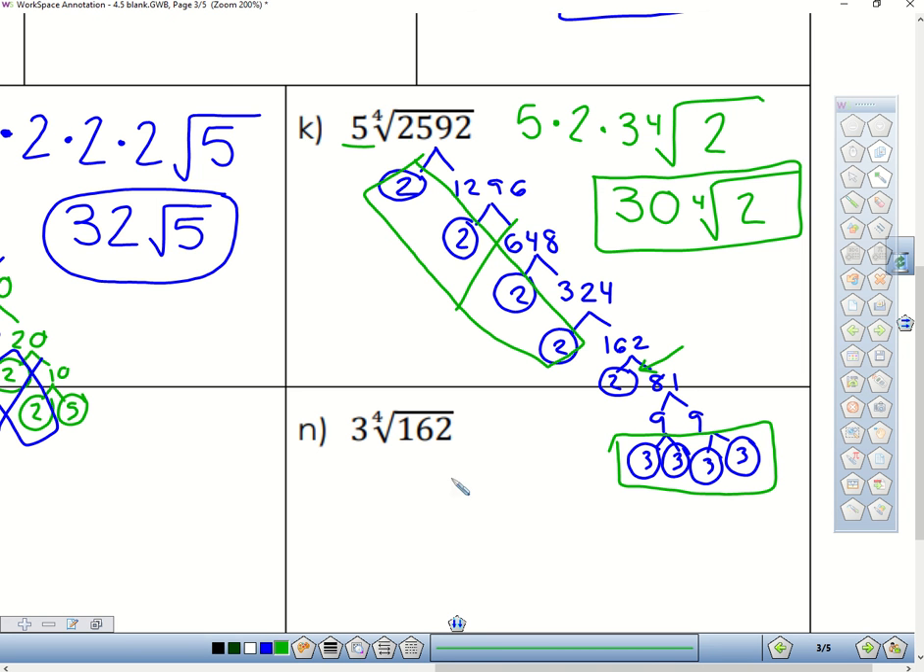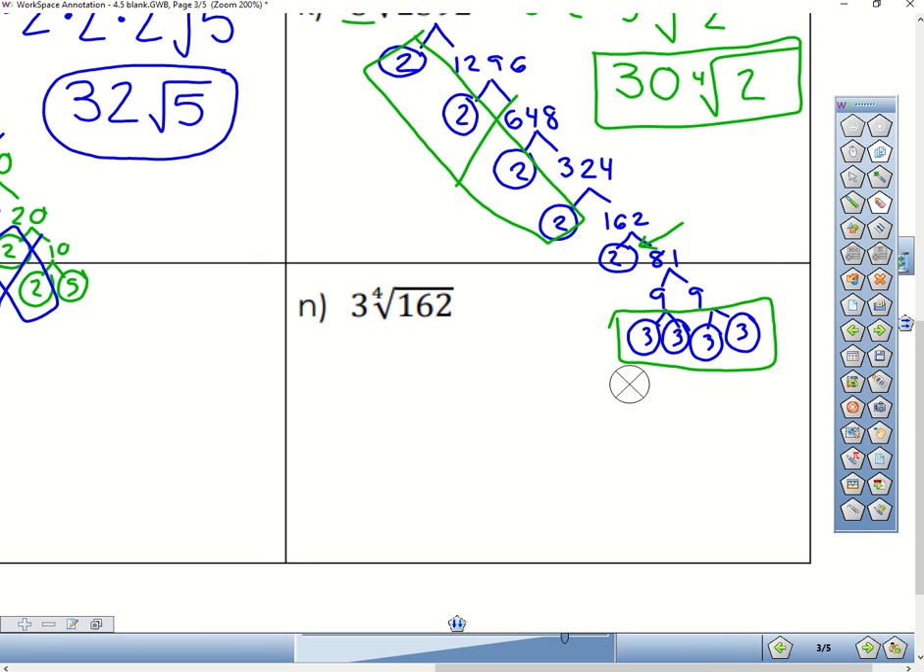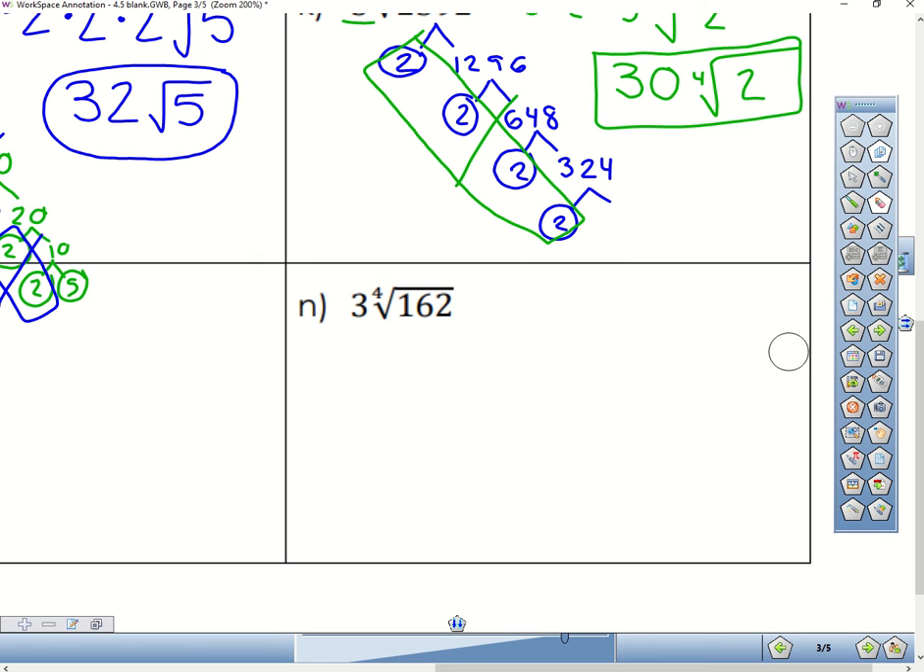So do you have any questions on that so far? Alright, let's keep going. I can't tell if this is too easy or if I'm going too fast or what. I'm just going to erase this so we have room.